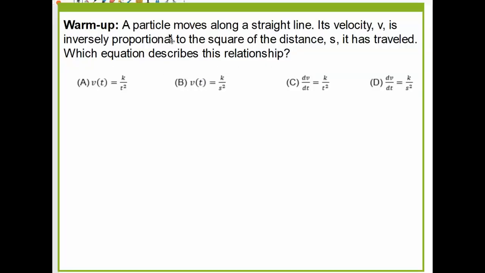So the warm-up says a particle moves along a straight line. Its velocity is inversely proportional. So an inverse proportional velocity. So inverse, you're thinking like multiplicative, reciprocal. You're thinking along those lines. So its velocity is inversely proportional to the square of the distance. So I'm looking for S squared.